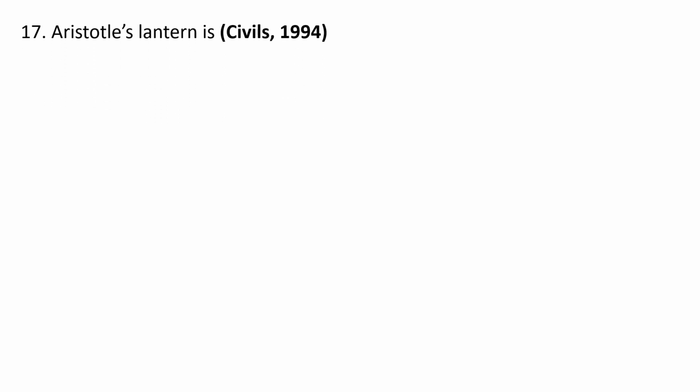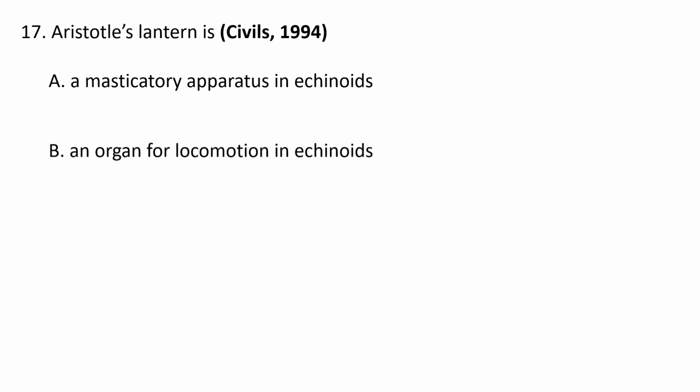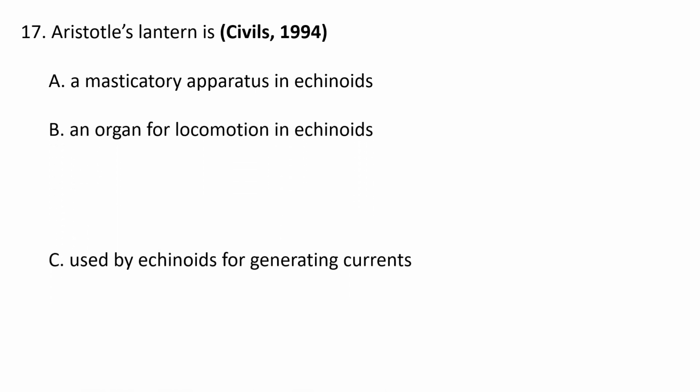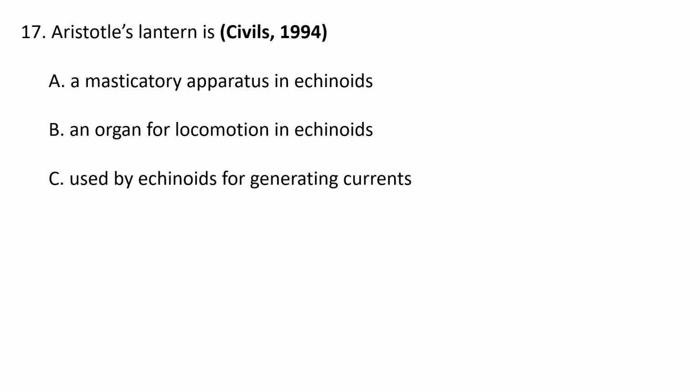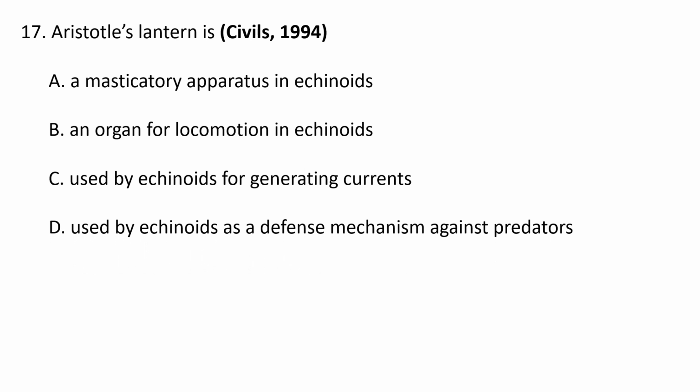Next question. Aristotle's lantern is... So what is Aristotle's lantern in echinoids? A. A masticatory apparatus in echinoids. B. An organ for locomotion in echinoids. C. Used by echinoids for generating currents. And D. Used by echinoids as a defense mechanism against predators.